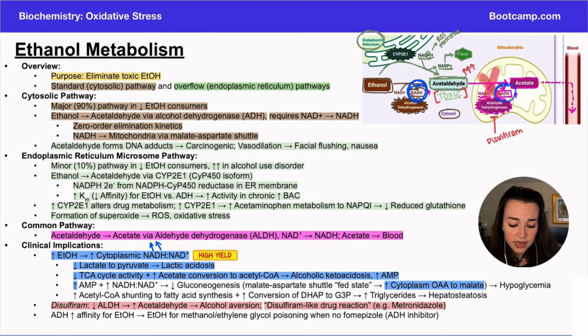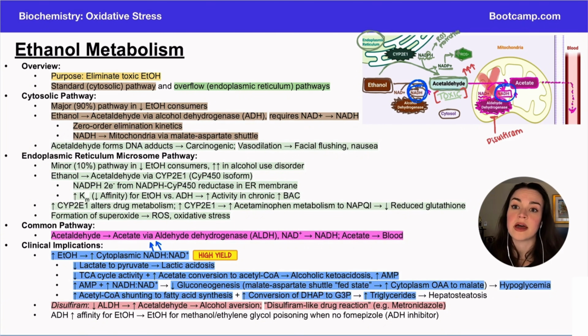So we had the high AMP plus the high NADH led to a decrease in gluconeogenesis because of our low energy state, but our malate aspartate shuttle was tricked into thinking we were sort of in the fed state, and those all clashed and shut down gluconeogenesis, and that was why we saw hypoglycemia. And then just like that buildup of acetyl-CoA caused ketoacidosis, it could also shunt into fatty acid synthesis to form triglycerides, and that was compounded by the increased activity of the G3P shuttle, which was fueled by that high NADH, and that led to hepatosteatosis.